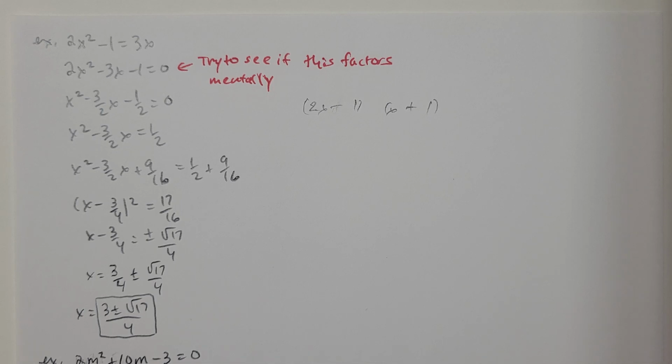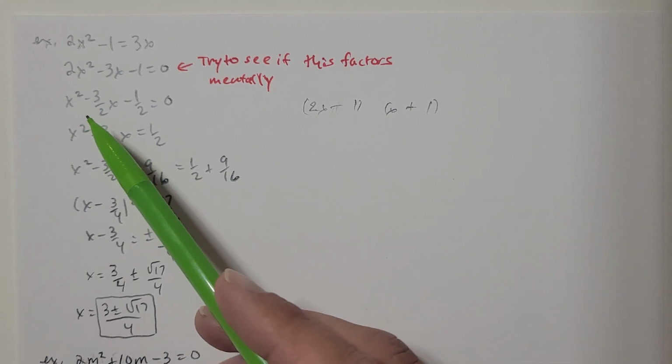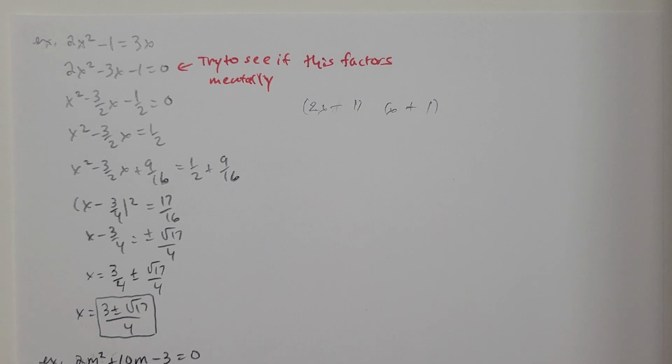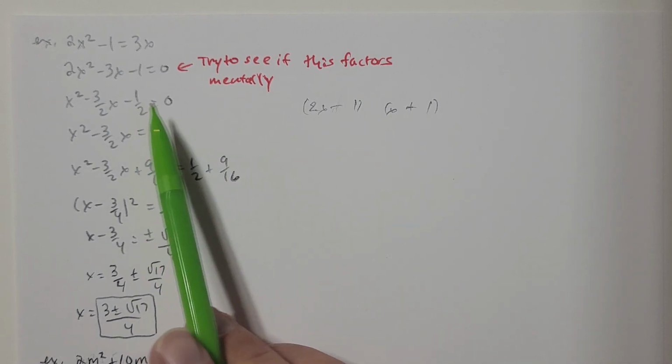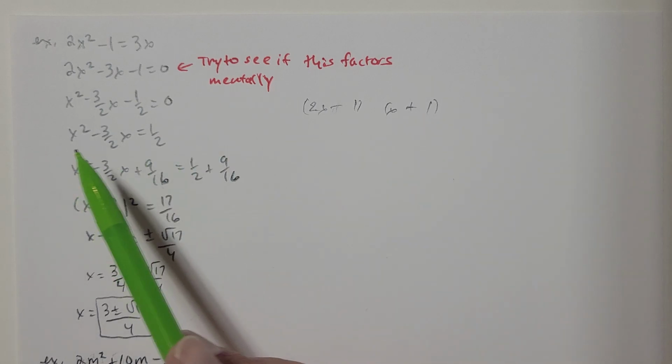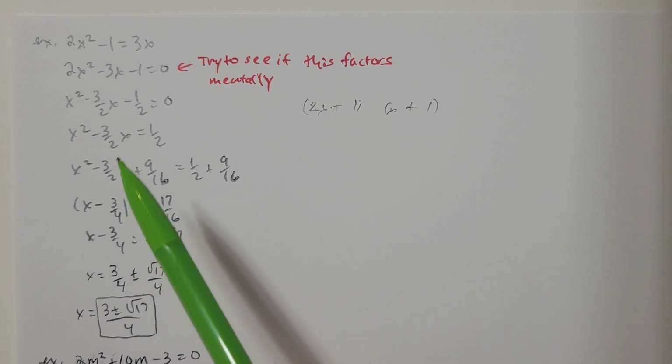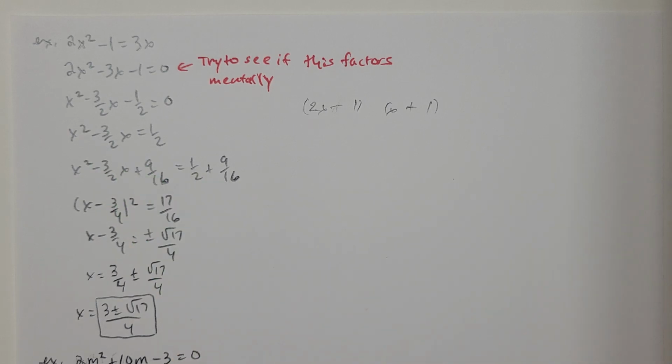That's step 1. So I've got x squared minus 3/2 x minus 1/2 equals 0. The next thing is I'm going to bring the 1/2 over to the right. So I got x squared minus 3/2 x equals 1/2. Now I'm all set up to complete the square. So I'm supposed to take half of the number in front of x, and I'm going to add that new number, squared, to both sides.